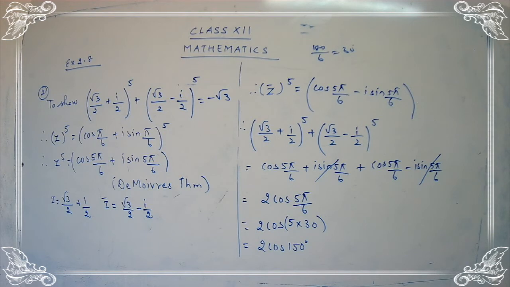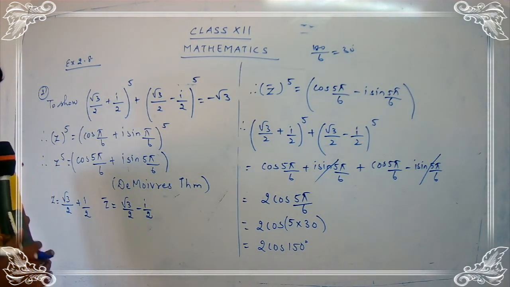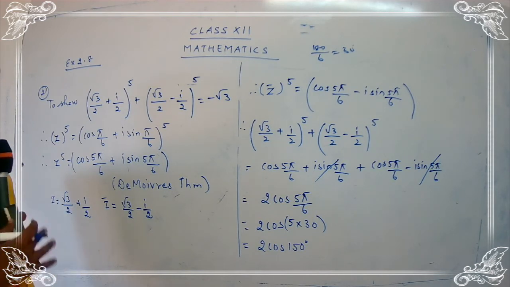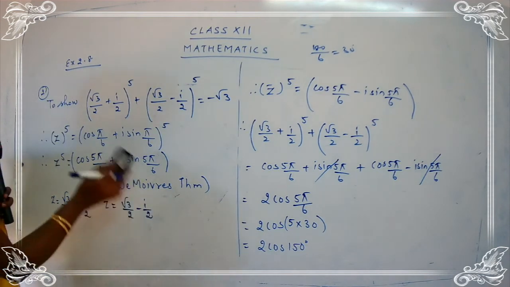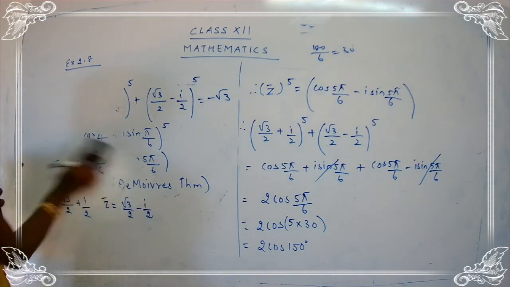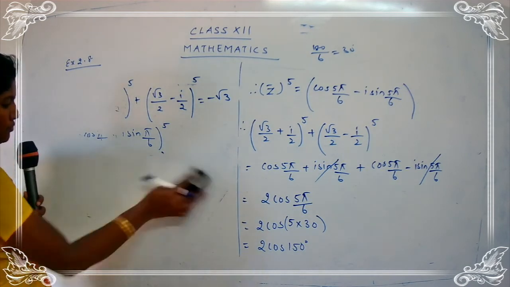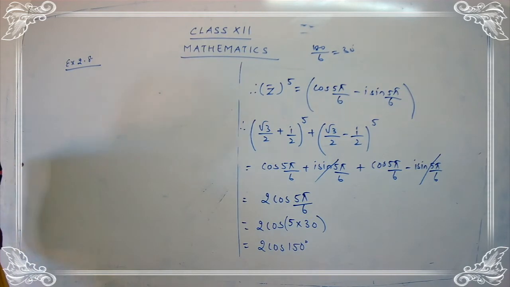Okay. Now let's see further steps. Let's see how to simplify it further. Now what we are going to do is split this 150 in terms of 90 plus something. We have used this in our previous classes. Do you remember, children? Yes. So we are going to split that 150 so that we can apply the properties and get the answer.